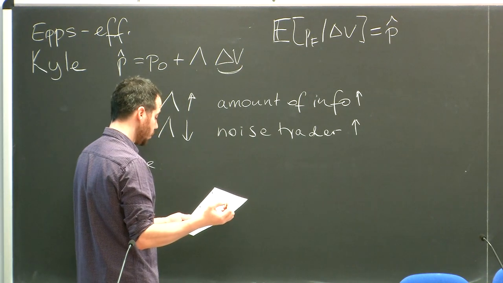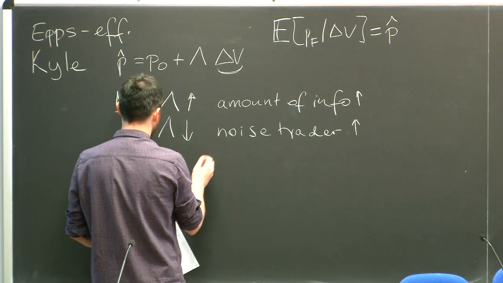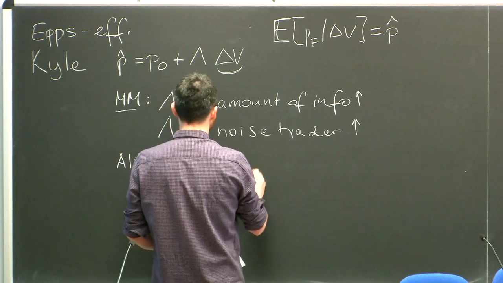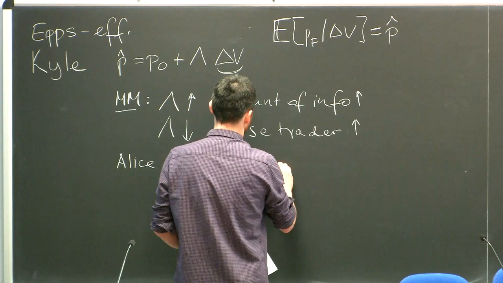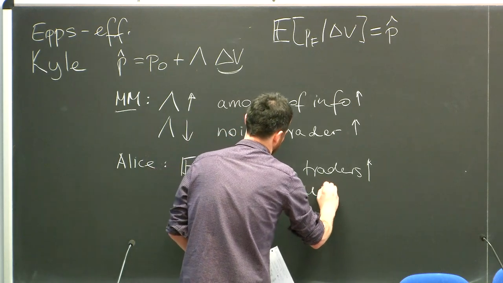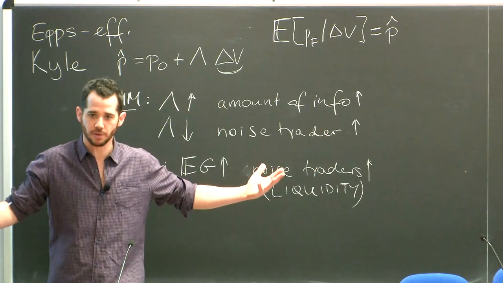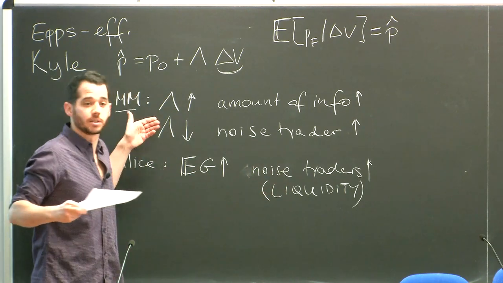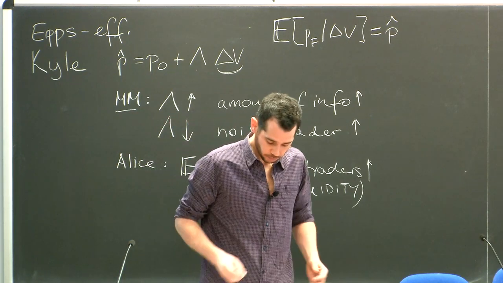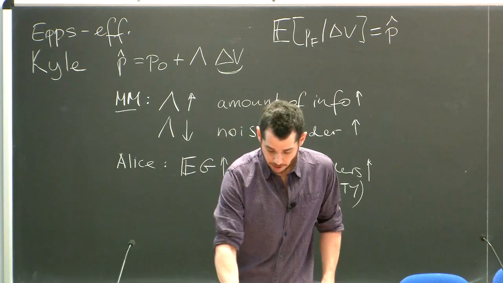And similarly, just to finish up, for this other person who was informed, whom we called Alice, what we said is that her gain, the expectation of her overall gain, which we defined again, grows with the amount of noise traders. This is what we actually call liquidity. So the amount of noise traders in this type of model is good for both of them: for the market maker because he can gain on them, and for the informed trader because she can hide among them. Okay, so this was the model from yesterday.